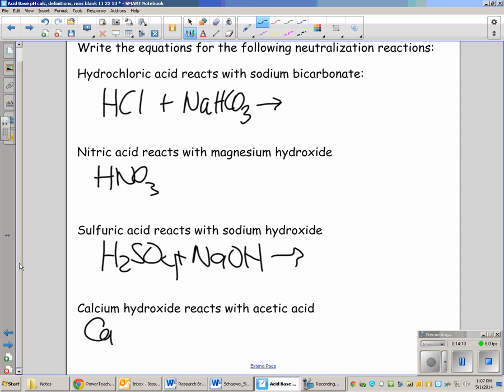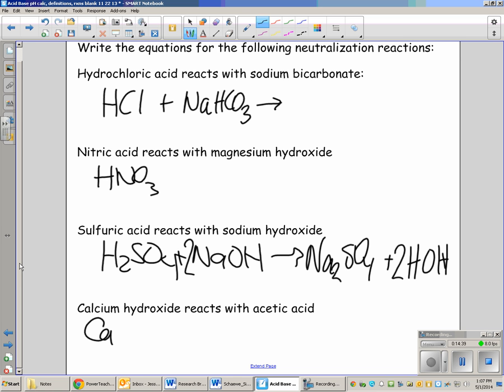So sulfuric acid, H2SO4 plus sodium hydroxide yields Na2SO4, sodium sulfate, and HOH. In balance, 2 on the HOH and 2 on the NaOH. 2, 2. Beautiful. All right, I see a couple people still writing. Yeah, always have to balance them.